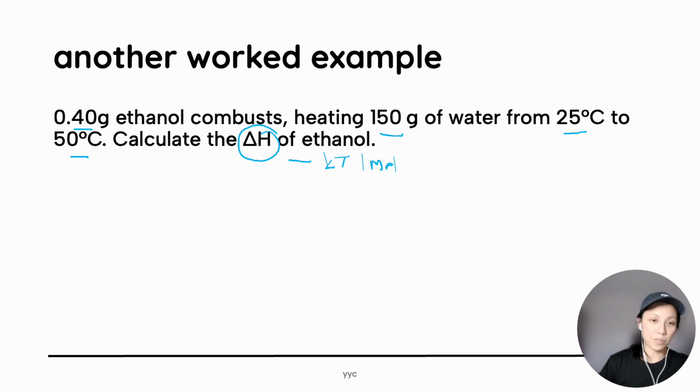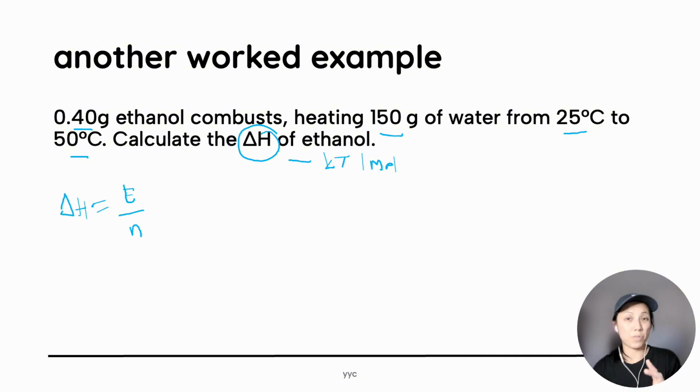Now again, my goal here is to figure out the delta H, so I need two variables. I need the energy that was released in this reaction, in heating up that water. Then I also need the number of mole of ethanol that I actually used. Before I can even use this formula here, which is my final goal, I need two other pieces of information. So that's where we're going to go first. Let's calculate the energy first, right? So let's put a thing on the side.